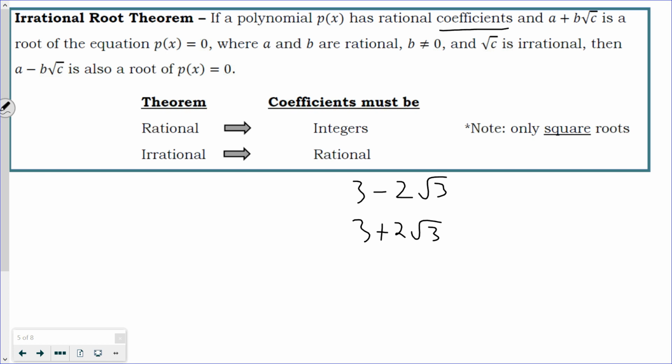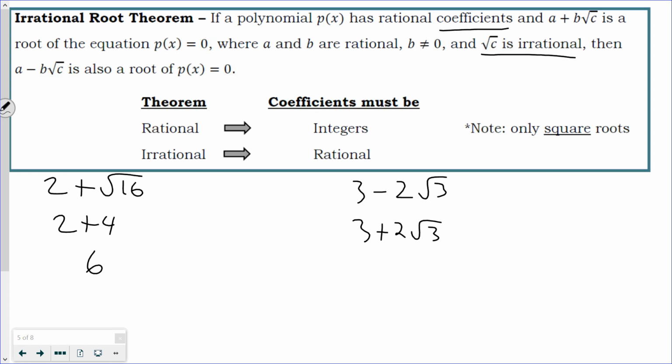But that only works if the square root of c is irrational, or in other words, it cannot be reduced. If I give you something like 2 plus the square root of 16, 2 minus the square root of 16 is not going to be a 0, because the square root of 16 is rational. I can write it as a fraction, right? Because the square root of 16 is just 4. I can rewrite this as 2 plus 4, or just 6. So this does not have a pair, because the square root of 16 is still rational, it's just not reduced to its simplest form. Does that make sense?